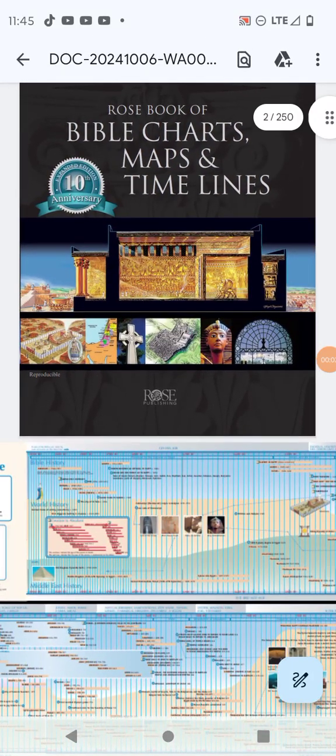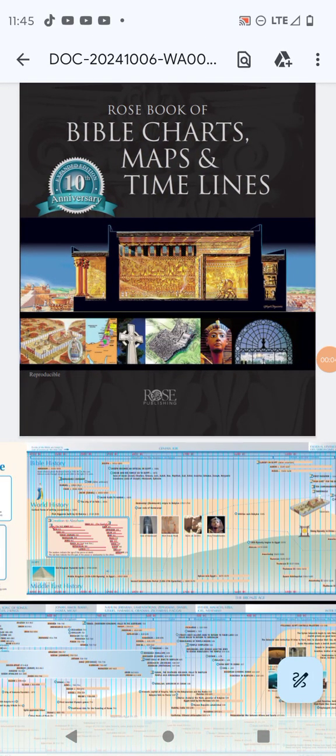Rose Book of Bible Charts, Maps, and Timelines. The elder of our camp in Atlanta, Elder Barzal, had this book many years ago. I remember when I first came in 2012.